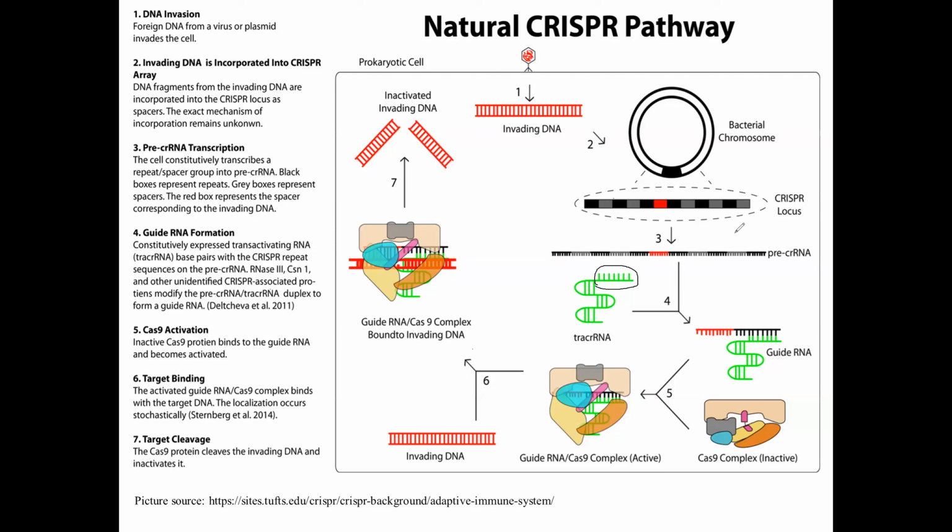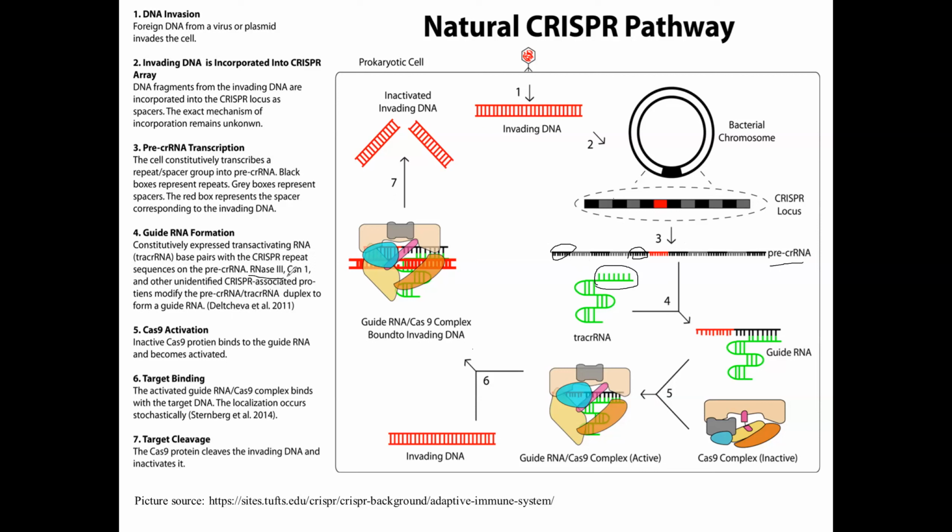So when the pre-CRISPR RNA is formed, the repeat sequences within it, whatever is shown in black, can bind to this anti-repeat sequence of the tracrRNA. That means complementary base pairing between the repeat sequence of the pre-CRISPR RNA and the transactivating RNA can happen.